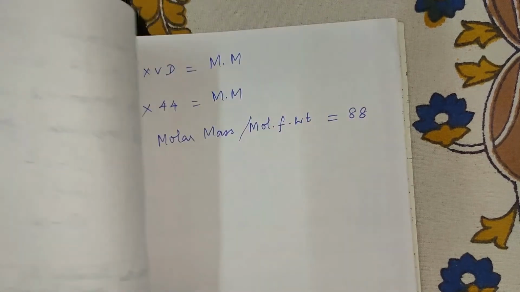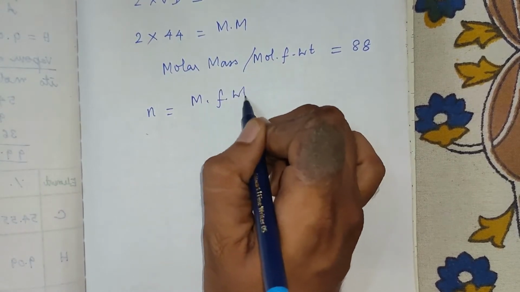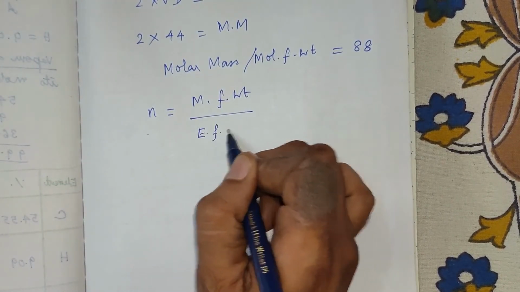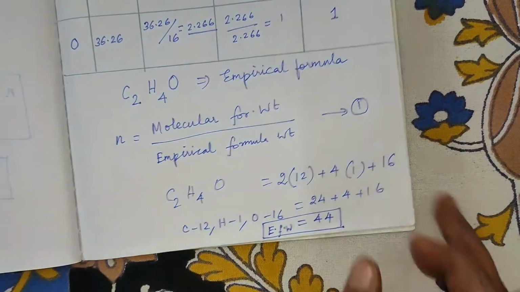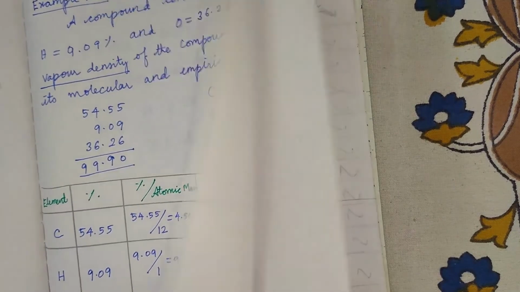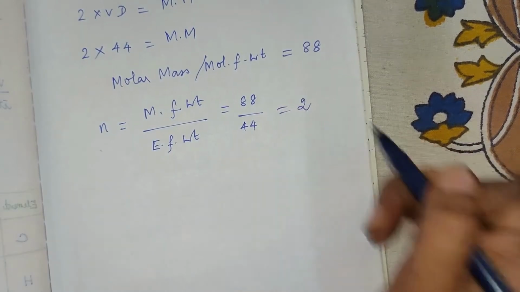Now what is the formula for N? N is equal to molecular formula weight by empirical formula weight. Molecular formula weight is 88. Empirical formula weight we calculated as 44. Right? Now N is equal to 2.